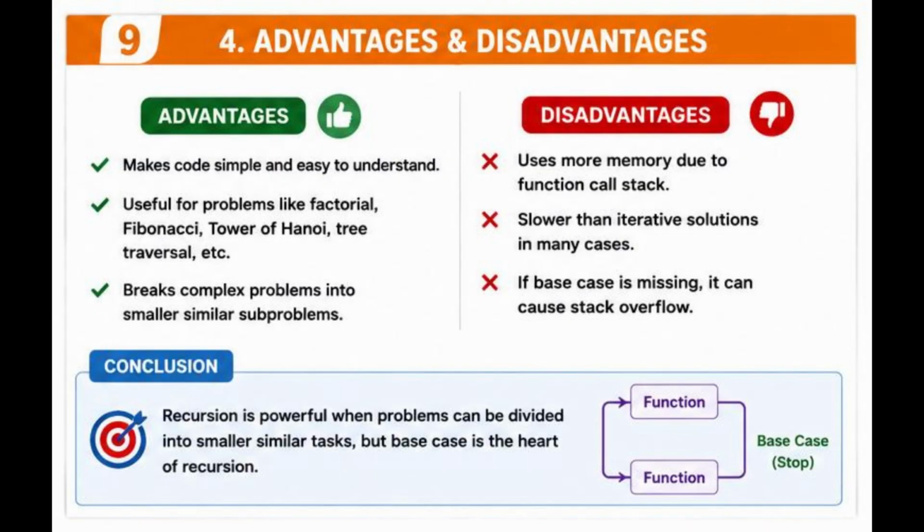Recursion is a double-edged sword. On the plus side, it makes your code much shorter and more elegant, especially for complex structures like trees or the Fibonacci series. It's perfect for problems that are naturally self-similar.